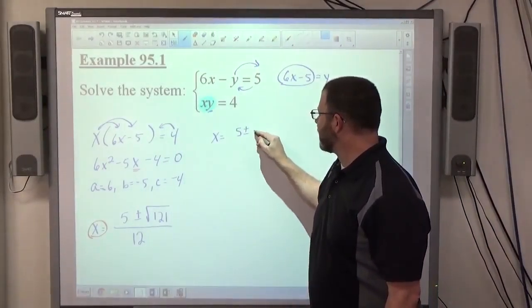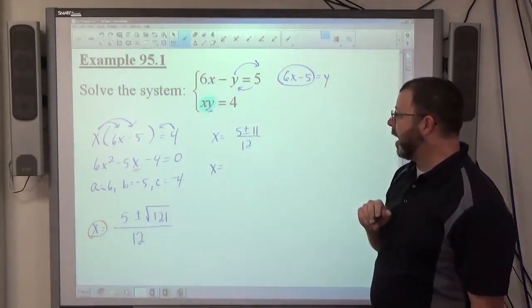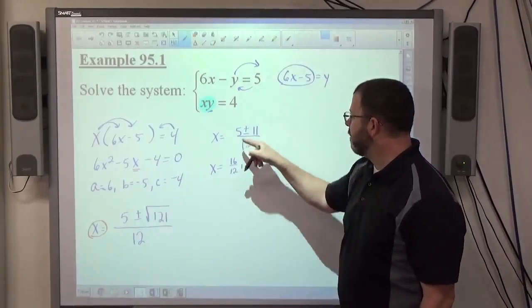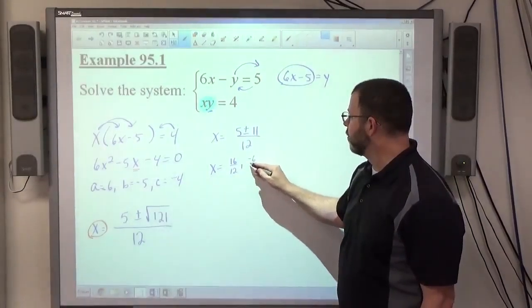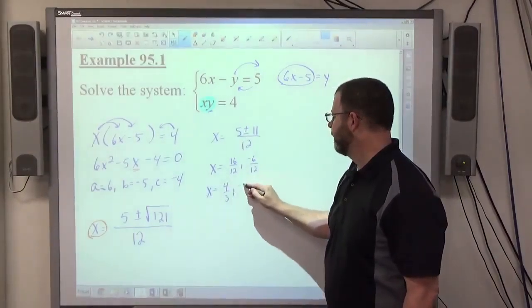the square root of 121 is 11. Plus or minus means to add and subtract, so 5 plus 11 on top is 16 over 12. And 5 minus 11 is going to be negative 6 over 12. And that reduces, of course, to 4/3 and negative a half.